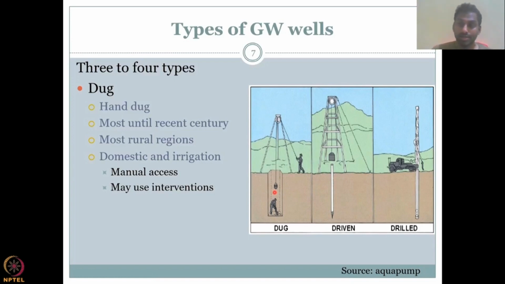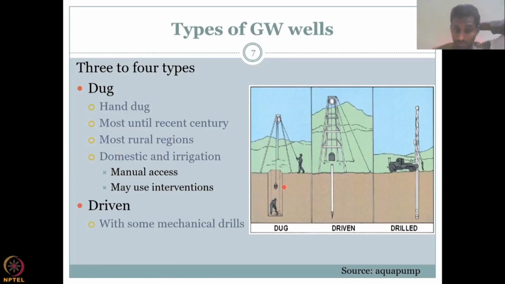For example, I've seen water being taken out of wells using bullock carts. The bullock carts would go around, and that would turn a gear, and the water comes up. And then people can walk on a slide. They walk up, the bucket would go down, and then when they come down, the bucket comes up, and with this the water comes. So there are multiple interventions they use for accessing dug wells.